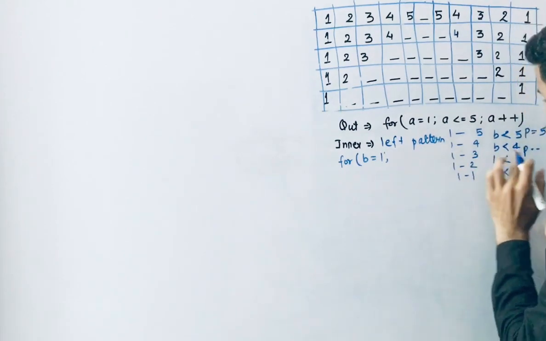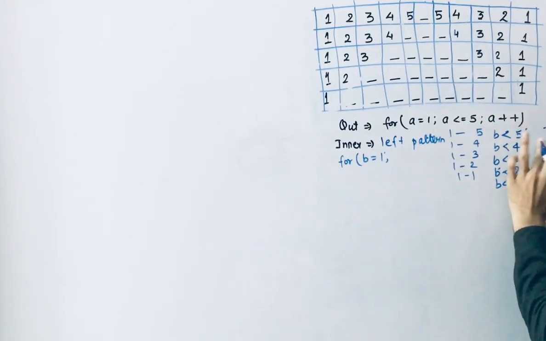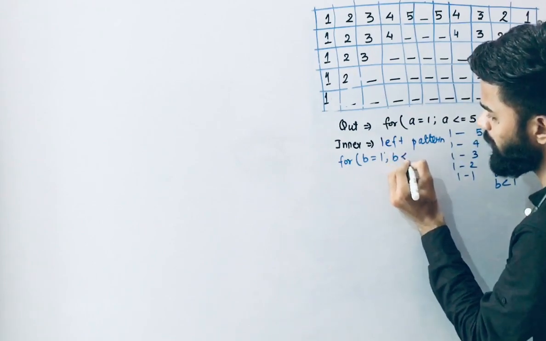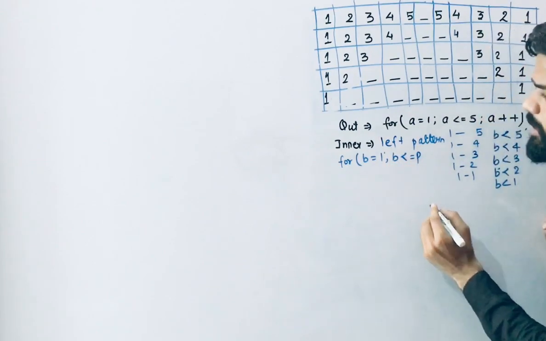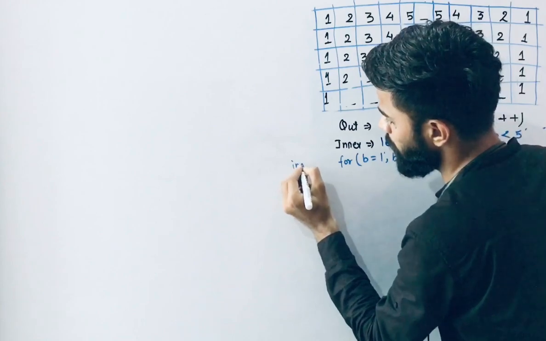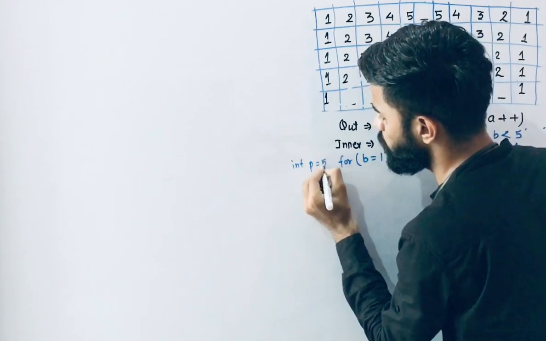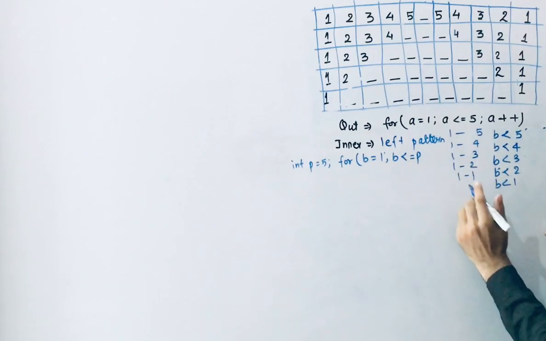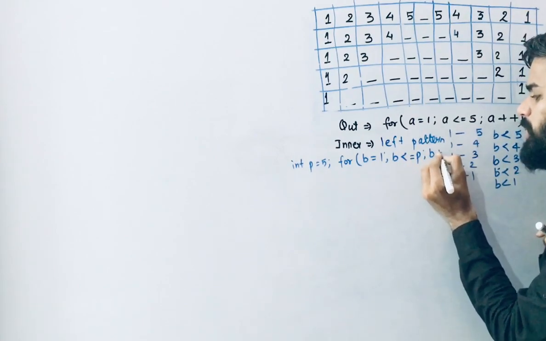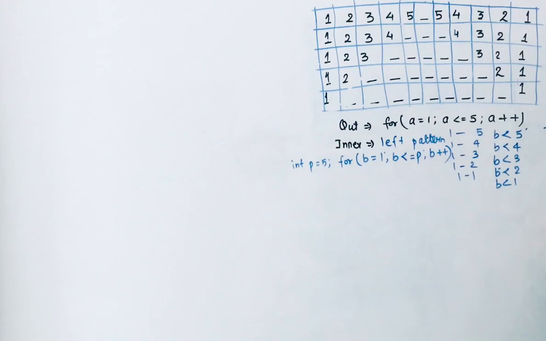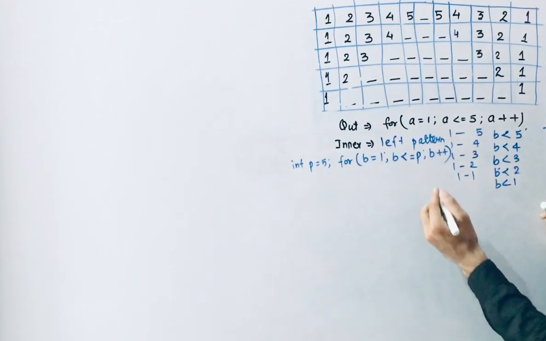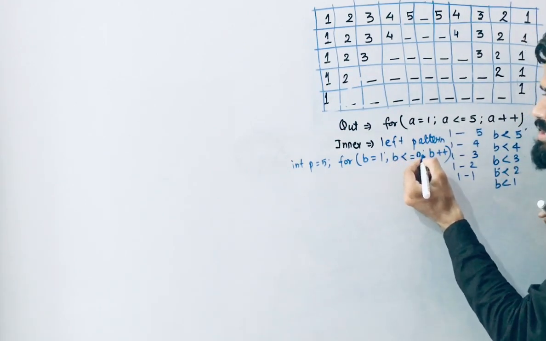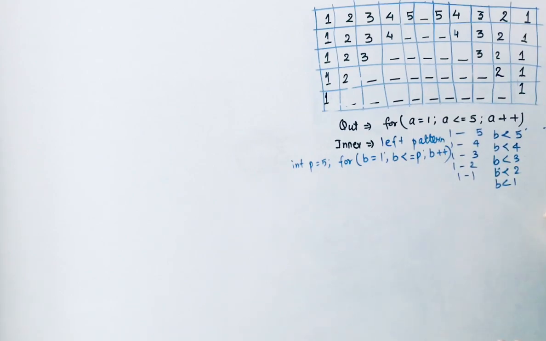See, I am writing here b is less than or equal to p, and in the beginning of the program I am writing int p equal to 5. Okay, so now b is less than or equal to p and then b plus plus. Clear class? The first time p equal to 5, so 1 is less than or equal to 5, that's why it runs 5 times.